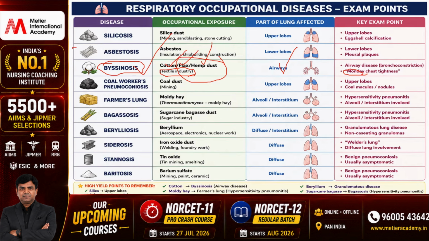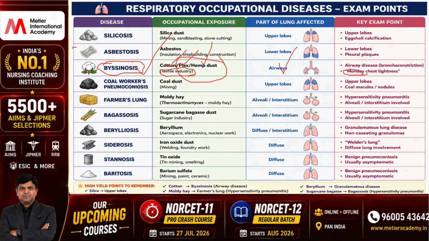In the starting of the day, after Saturday, Sunday, on Monday, the person is going for the job and exposed to this kind of cotton. That time the patient will be having chest tightness. That's why it is called what? Monday fever. Here the airway is affected. Please remember this. Very important question. The next one, bronchoconstriction will take place in byssinosis.